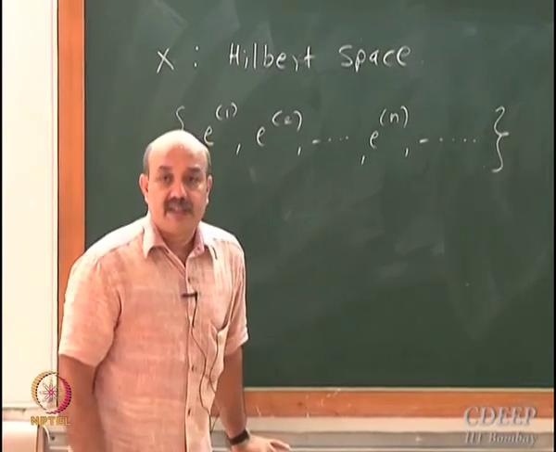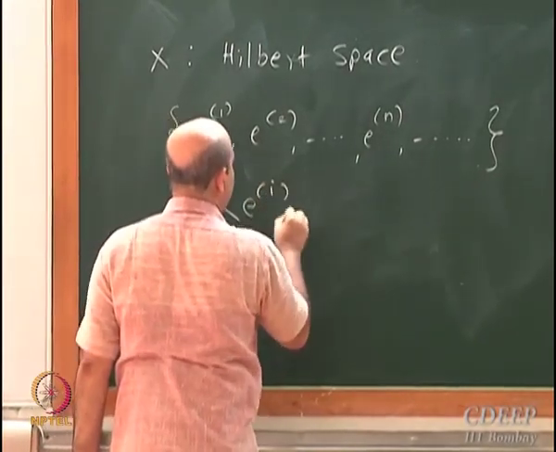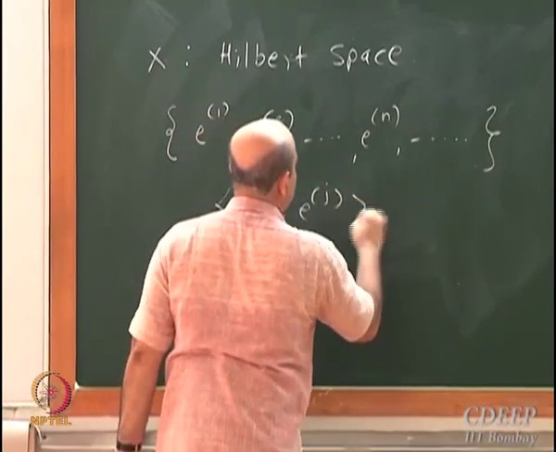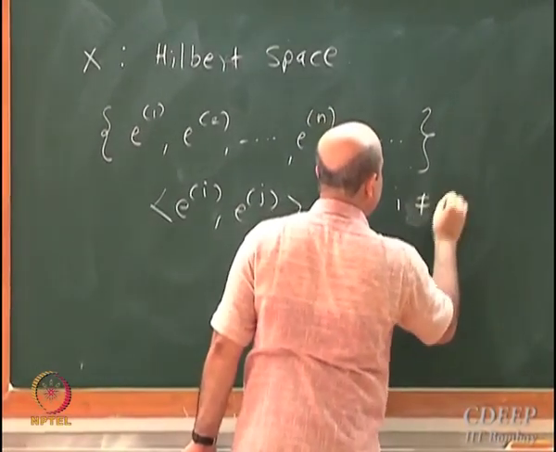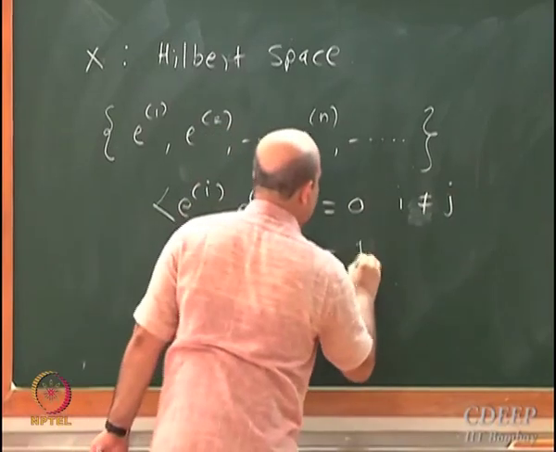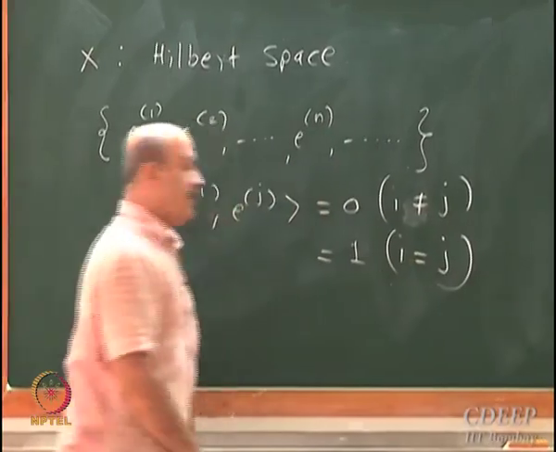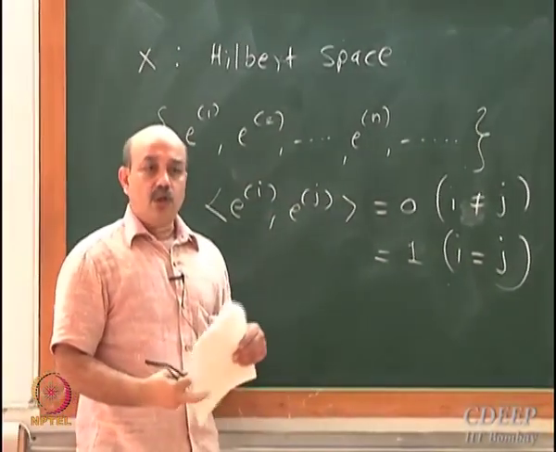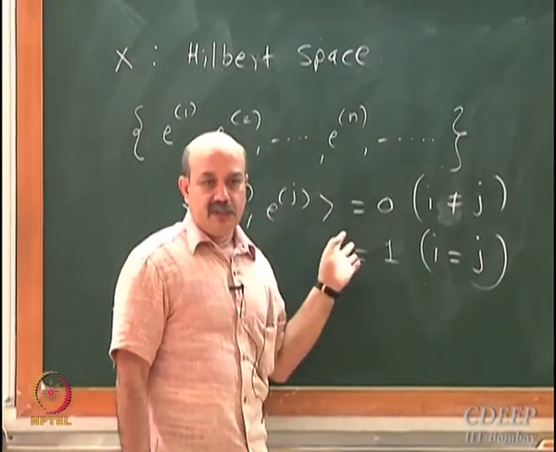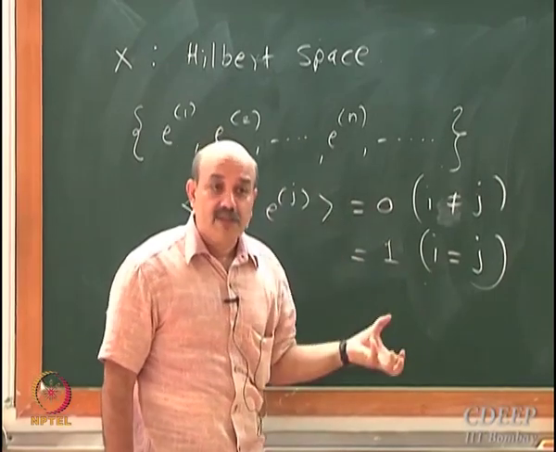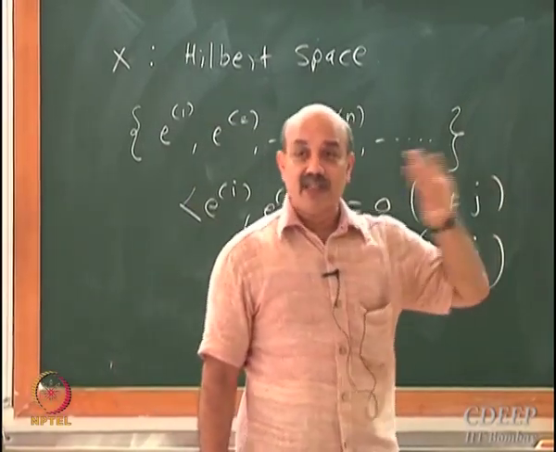These are orthonormal vectors. What is the meaning of orthonormal vectors? It means the inner product of ei and ej is equal to 0 if i is not equal to j, and this is equal to 1 if i is equal to j. Their magnitude is 1 and they are orthogonal to each other. So this is the orthogonal basis. This orthogonal basis is the same as i, j, k that we considered in three dimensions.